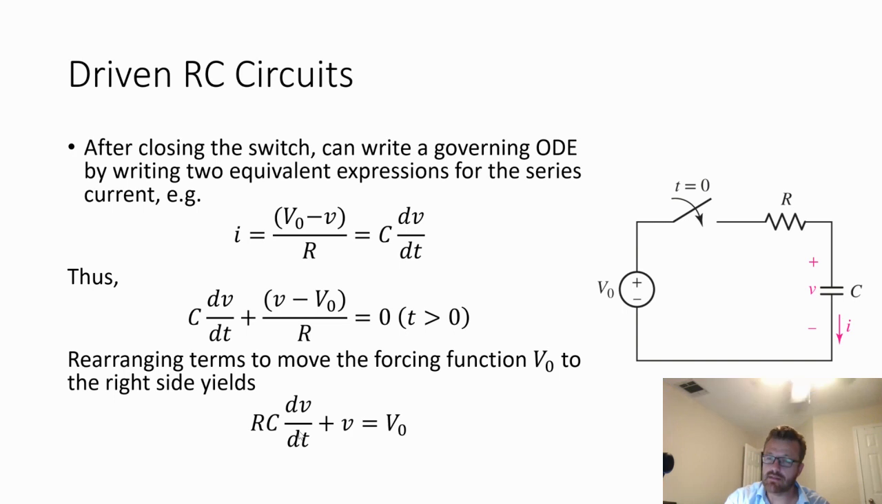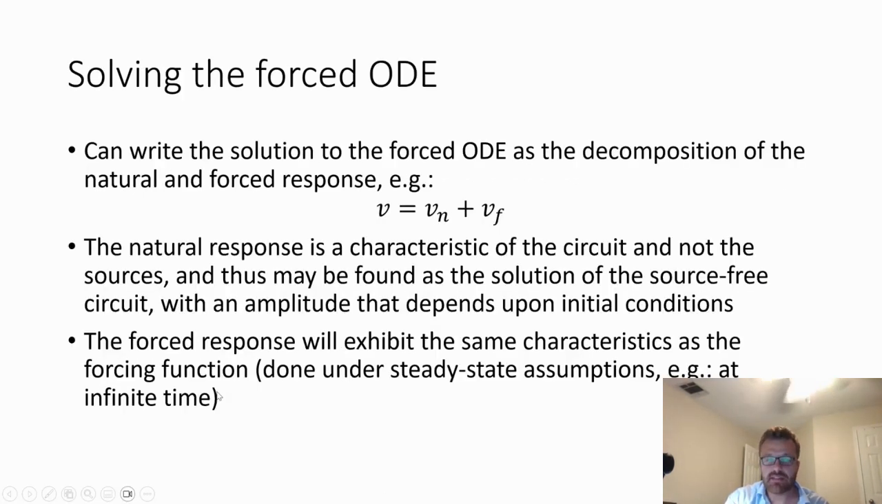This is not surprising, since we know that the total response of the driven RC circuit will be the sum of both the natural response and the forced response. So we're going to go back to the original concept from the first video of this chapter, that we can decompose the solution to any ordinary differential equation as the natural response plus the forced response. Remember that the natural response is basically just the response of the circuit when no sources are connected. So it's just the source-free circuit that we've already analyzed, and it's going to have a parameter that depends upon the initial conditions. We're going to have to be careful solving for those, as we'll look at in a minute.